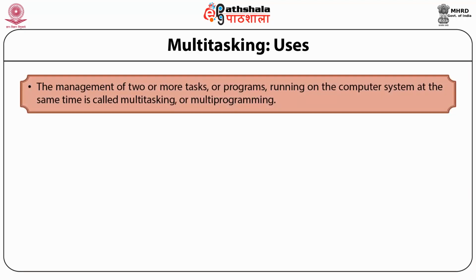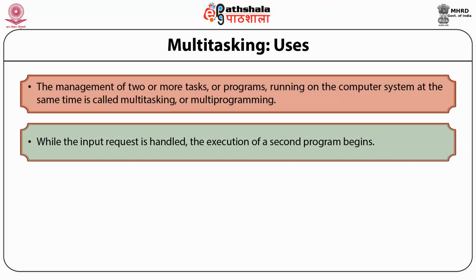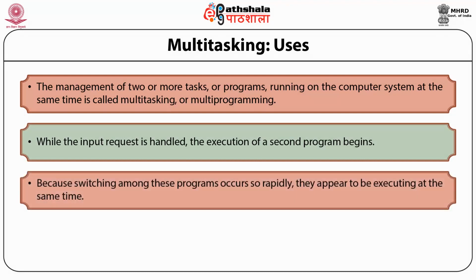The management of two or more tasks or programs running on a computer system at the same time is called multitasking or multiprogramming. The first program is executed until an interruption occurs, such as a request for input. While the input request is handled, the execution of a second program begins. Because switching among these programs occurs so rapidly, they appear to be executed at the same time. However, because there is only one processor, only one program is actually in execution mode at any one time.